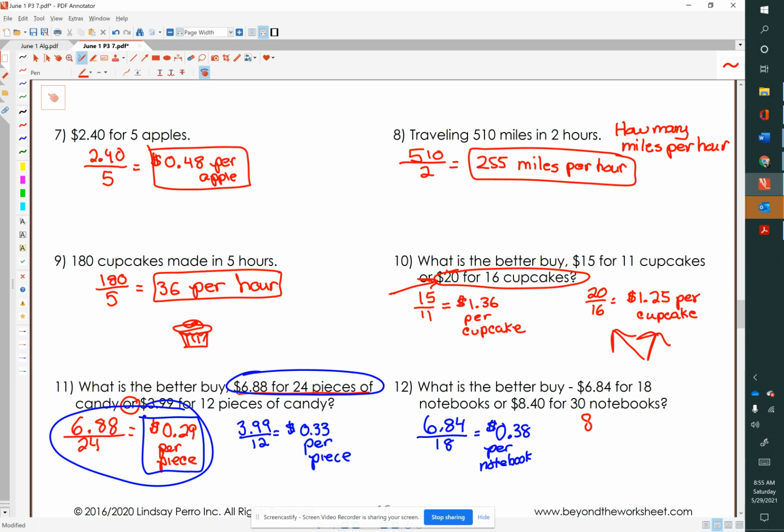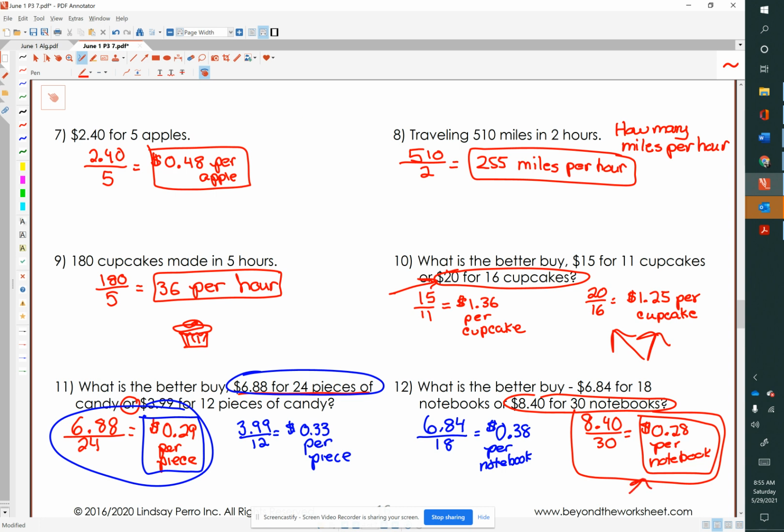Or we have $8.40 for 30 notebooks, which comes out to 0.28 cents per notebook. And this is definitely the better bargain. The $8.40 for 30 notebooks at 28 cents a notebook is the better bargain.